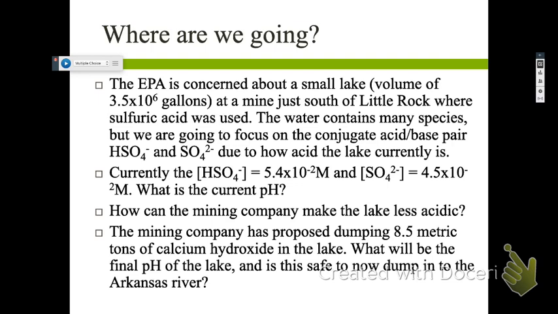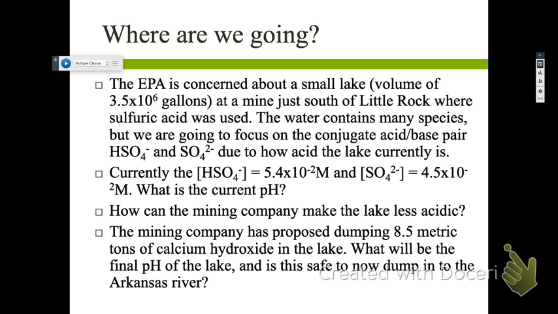We could add the base of the conjugate acid-base pair, and it would make it more basic. All right, so these questions that I'm asking you guys today, you're like, of course, duh, you add base to make it more basic. Once you get into the numbers, a lot of people forget that.